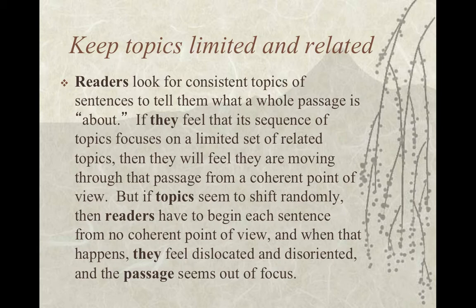Readers look for consistent topics of sentences to tell them what a whole passage is about. If they feel that a sequence of topics focuses on a limited set of related topics, then they will feel they are moving through that passage from a coherent point of view. But if topics seem to shift randomly, then readers have to begin each sentence from no coherent point of view, and when that happens, they feel dislocated and disoriented, and the passage seems out of focus.